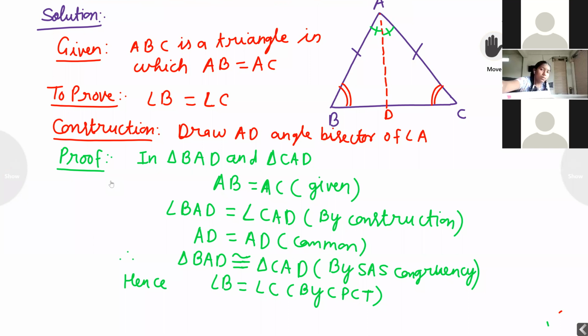There are two triangles, BAD and CAD. First, AB is equal to AC, already given. The bisected angles are also equal, and third is the common side, side angle side. With the help of the SAS congruence condition, I can say triangle BAD is congruent to triangle CAD. If two triangles are congruent, then the corresponding parts will also be equal by using CPCT. Then we can say angle B is equal to angle C. Note down, everyone.